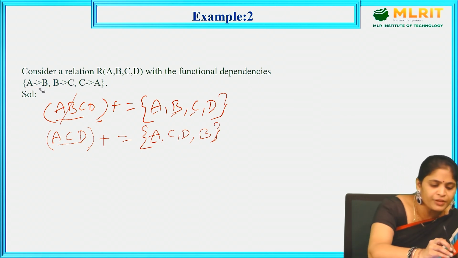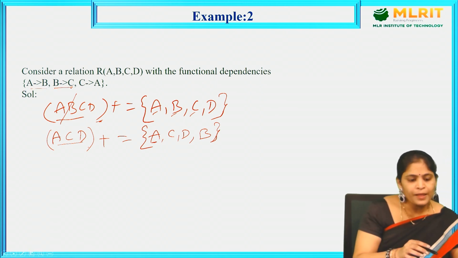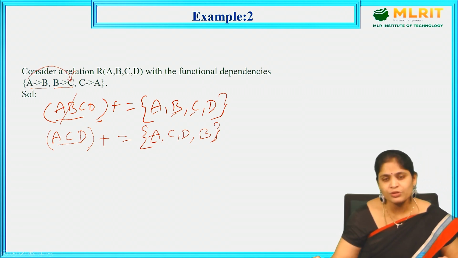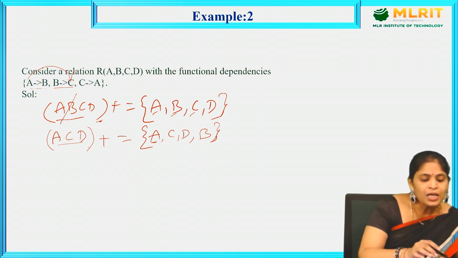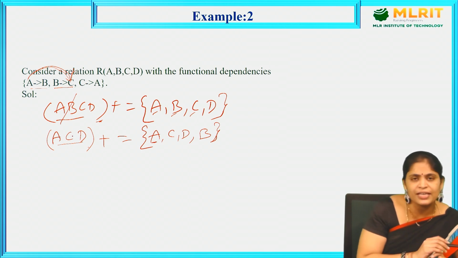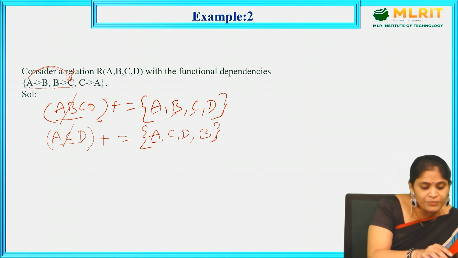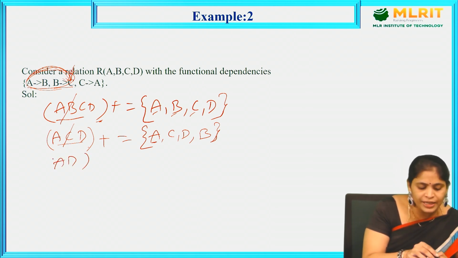From the given FDs, see here, A derives B and B derives C. We can say that A derives C by transitivity, one of the axiom rules which we have discussed in our previous sessions. If at all you don't know, please go through those sessions also. So, by transitivity, A derives B, B derives C, then A derives C. So, A is deriving C indirectly, and we can discard C here. Now, we can obtain AD closure.